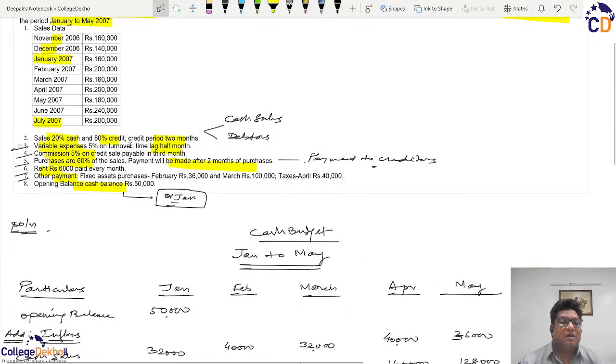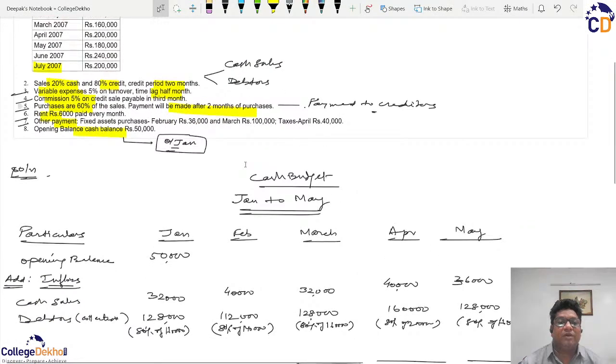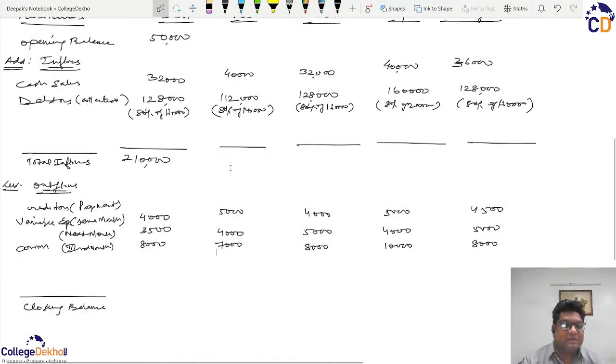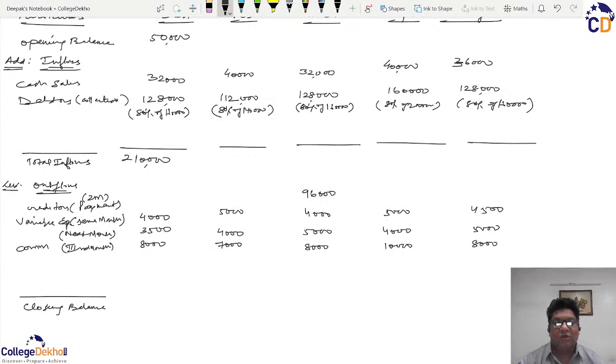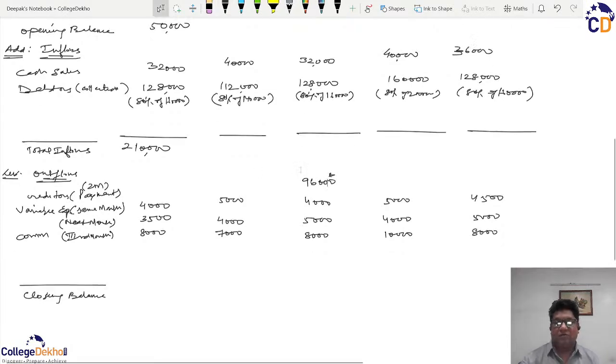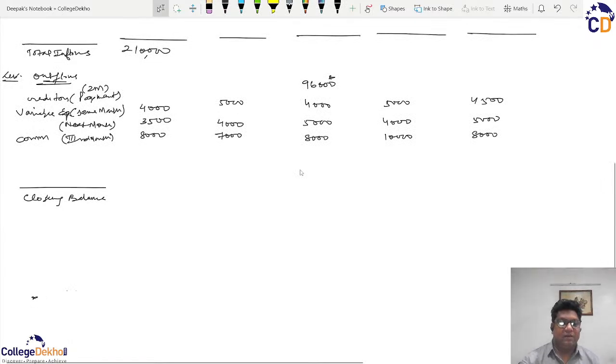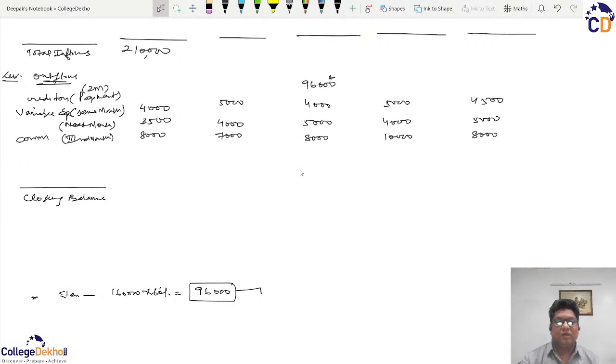Similarly, purchases, they are 60% of the sales and the credit will be 2 months. तो creditors, that is 2 month की payment. तो जनवरी की सेल 160 का 60% 96,000 मार्च में पे होगा. तो ये कैसे निकला? कि हमने जनवरी की सेल 160 का 60% किया, that is 96,000 which is paid in March, and so we will do with all cases.